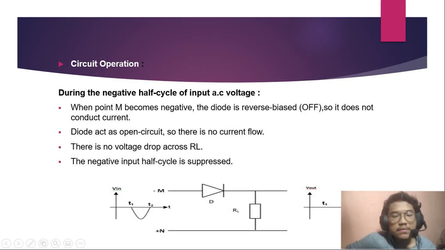During the AC voltage, when point M becomes negative, the diode is reverse biased, so it is off and does not conduct current. The diode acts as an open circuit, so there is no current flow. There is no voltage drop across RL. The negative input half cycle is suppressed.